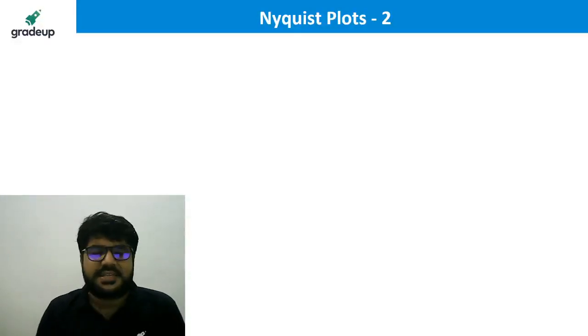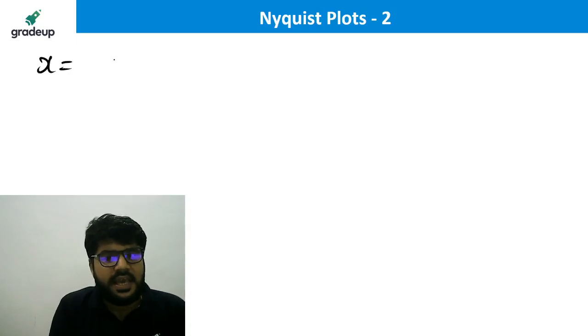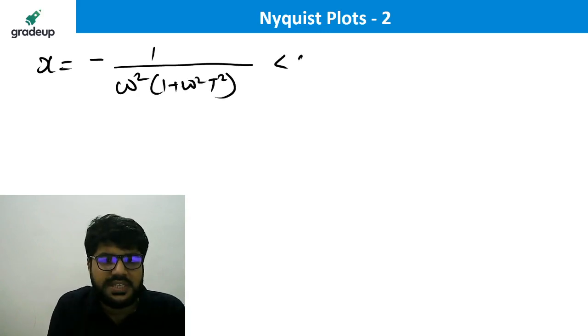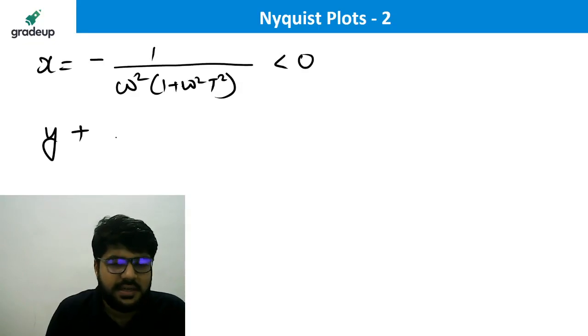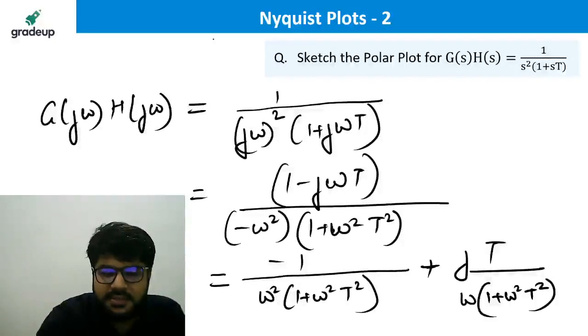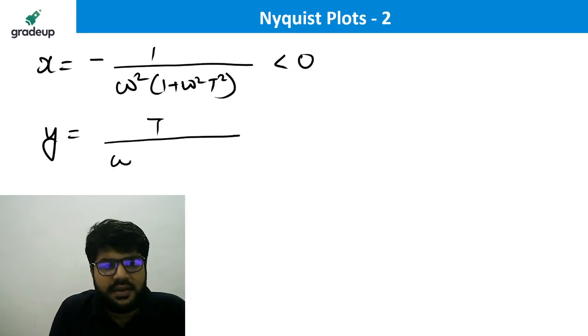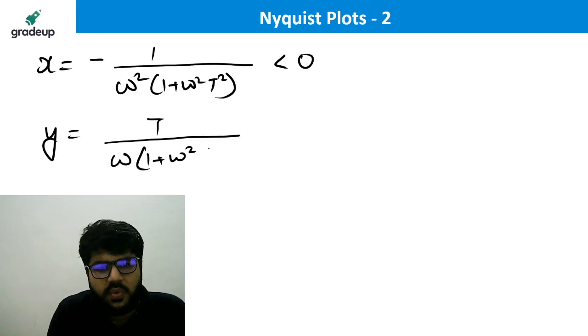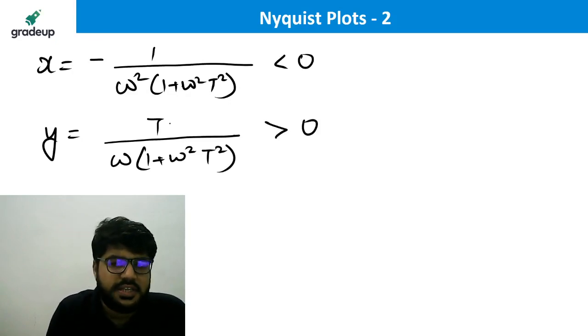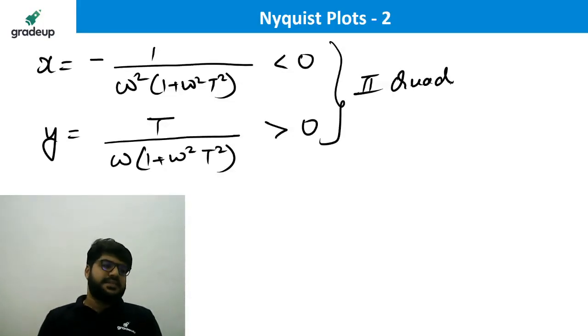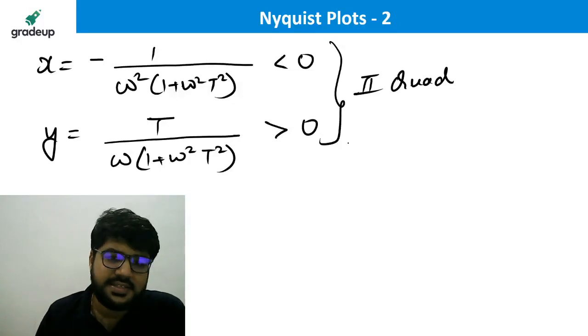Alright, so what is x and y? If I write this separately, x is minus 1 by omega square 1 plus omega square t square, which is negative, and y has turned out to be positive. Minus minus cancelled, so y is equal to t divided by omega 1 plus omega square t square, which is positive. X negative, y positive gives the second quadrant plot. It is lying in the second quadrant.